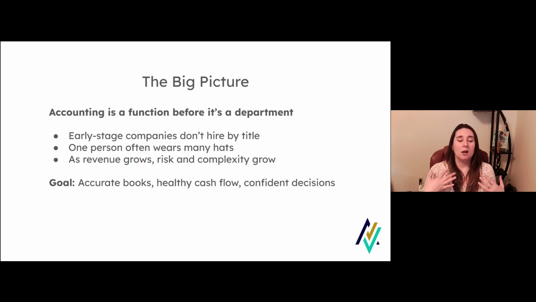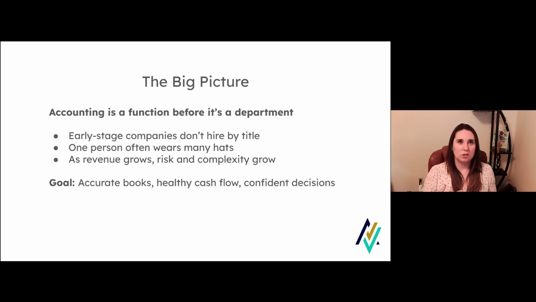Accounting is really a function before it's a department. Everyone knows that the money going in and the money going out has to be recorded in some fashion. It needs to be recorded because at the end of the day, it tells you what has happened and where you want to go. You've got to do it for taxes. And so how does that all actually work?